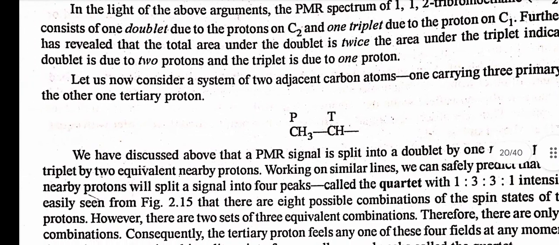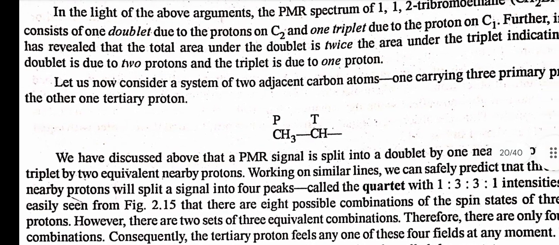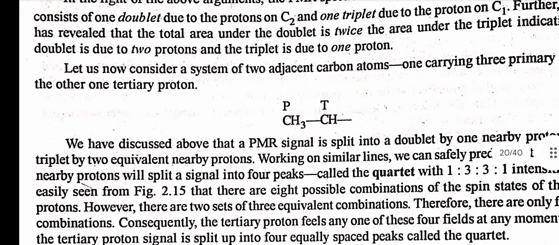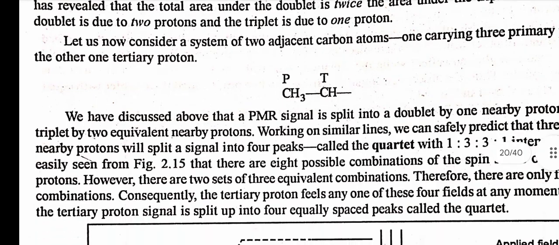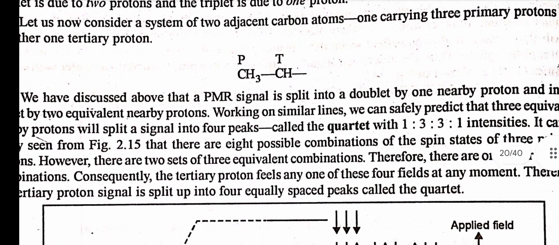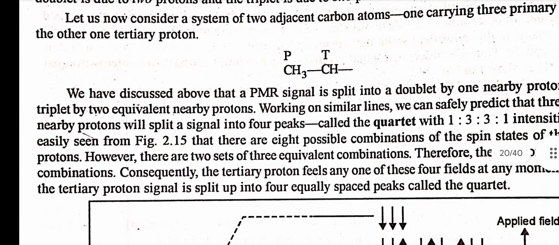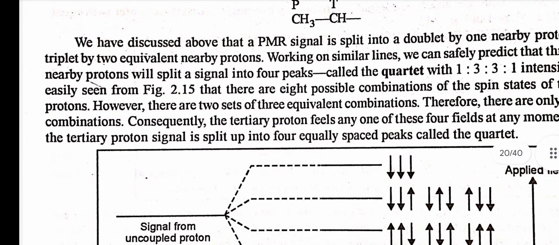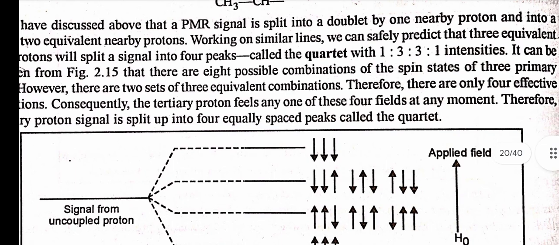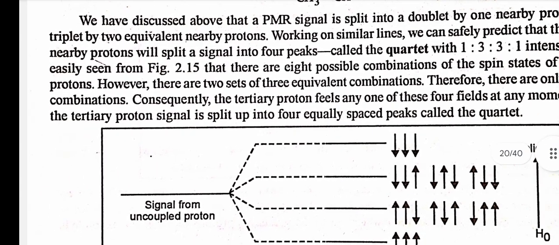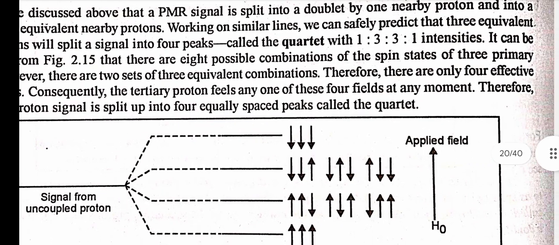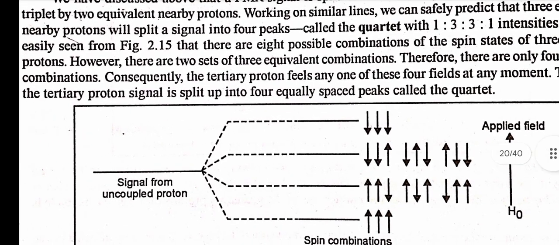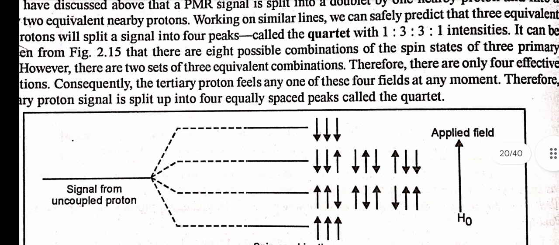Further integration has revealed that the total area under the doublet is twice the area under the triplet, indicating that the doublet is due to two protons and the triplet is due to one proton. Let us now consider a system of two adjacent carbon atoms, one carrying three primary protons and the other one tertiary proton. We have discussed above that a PMR signal is split into a doublet by one nearby proton and into a triplet by two equivalent nearby protons. Working on similar lines, we can safely predict that three equivalent nearby protons will split a signal into four peaks, called the quartet, with 1:3:3:1 intensities.